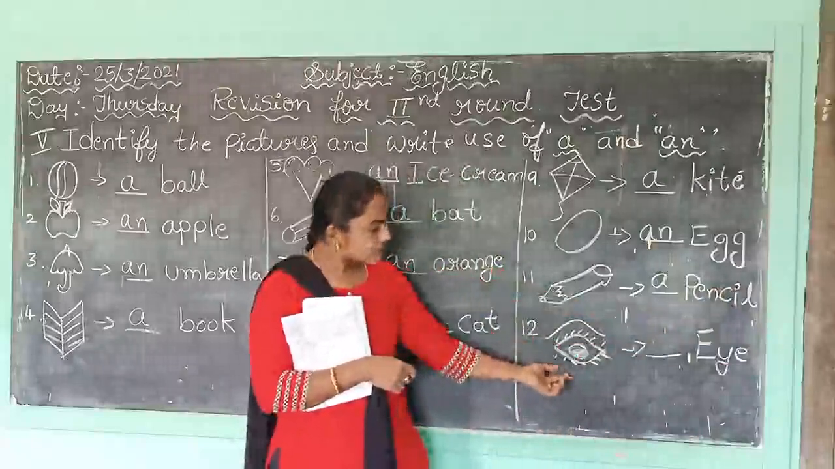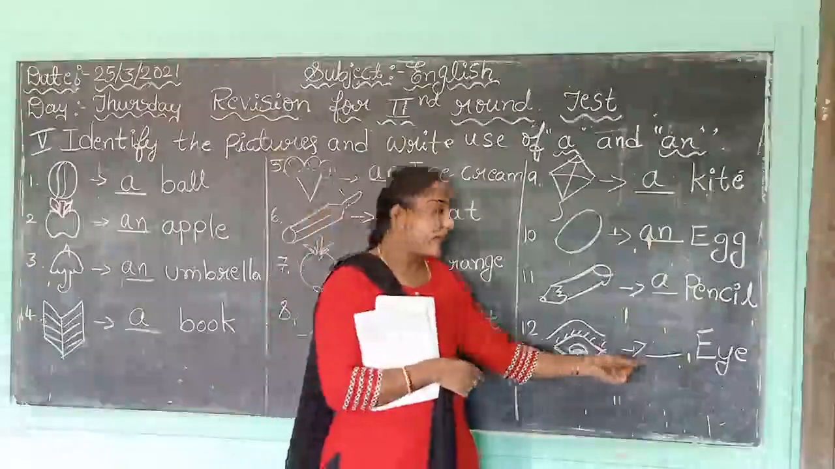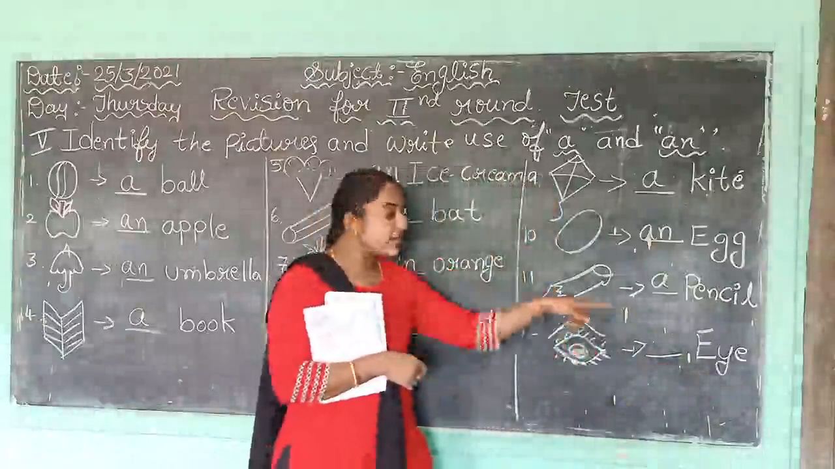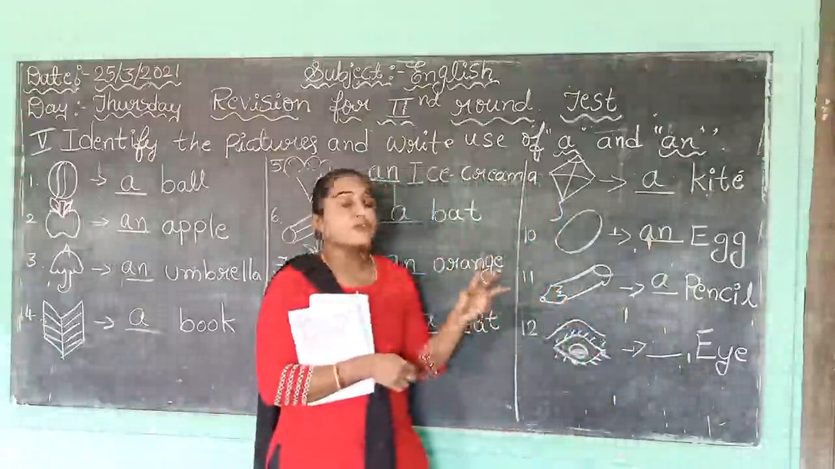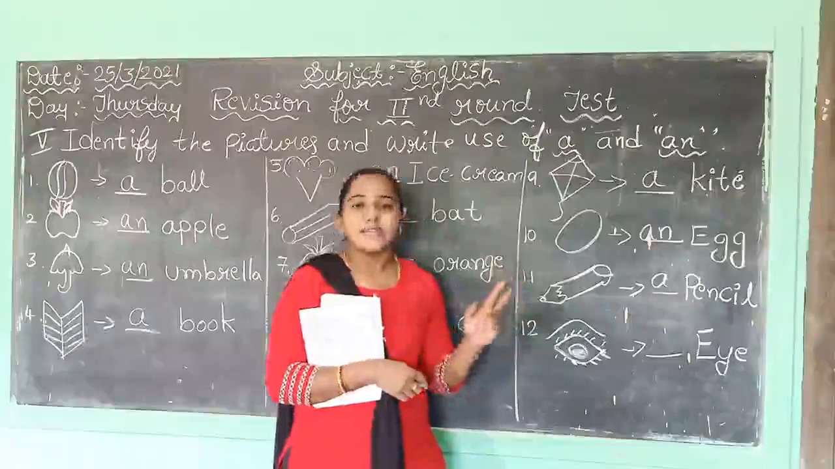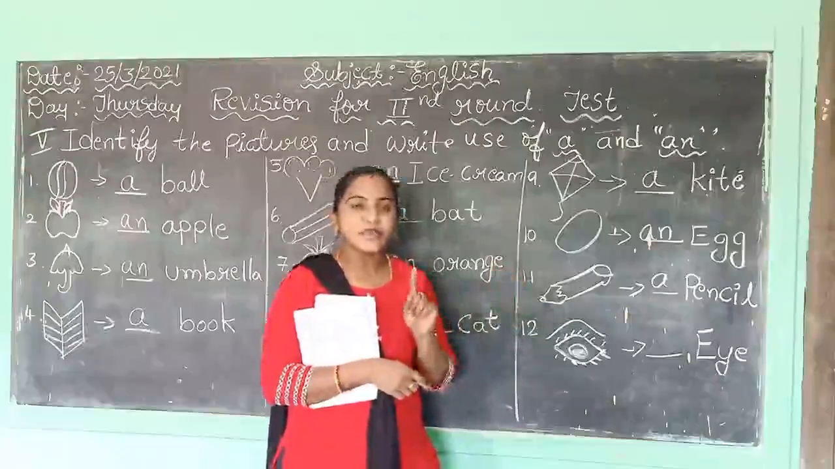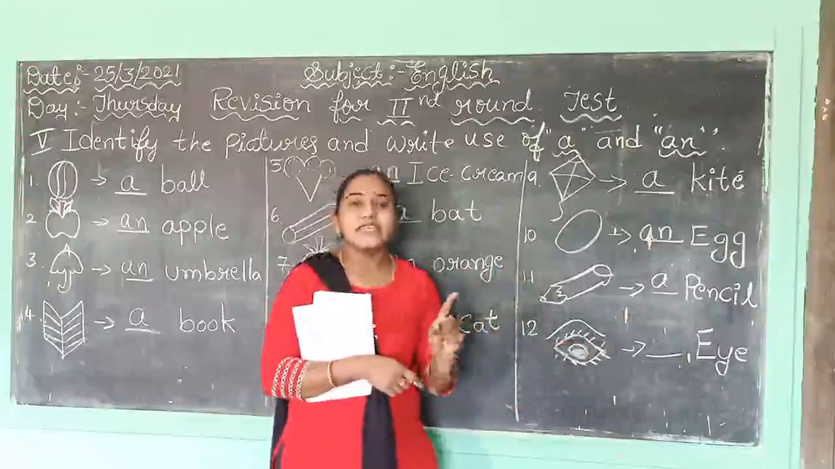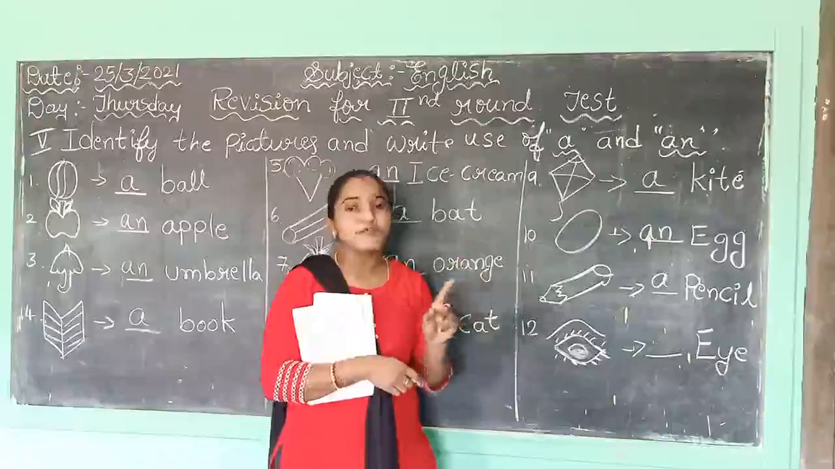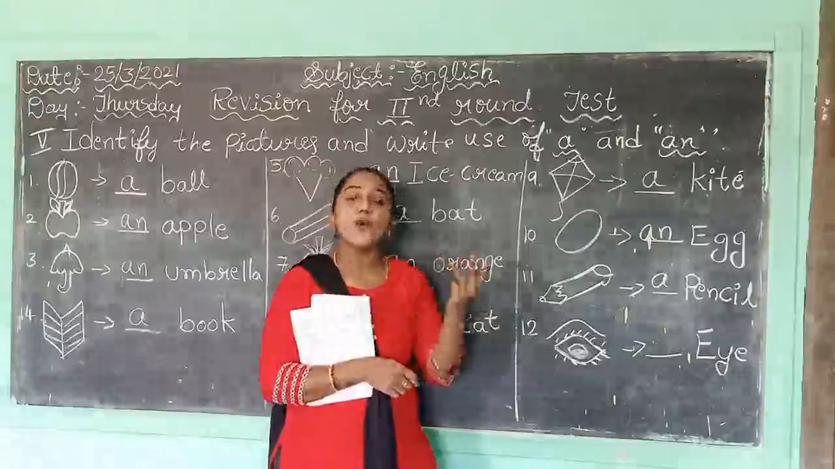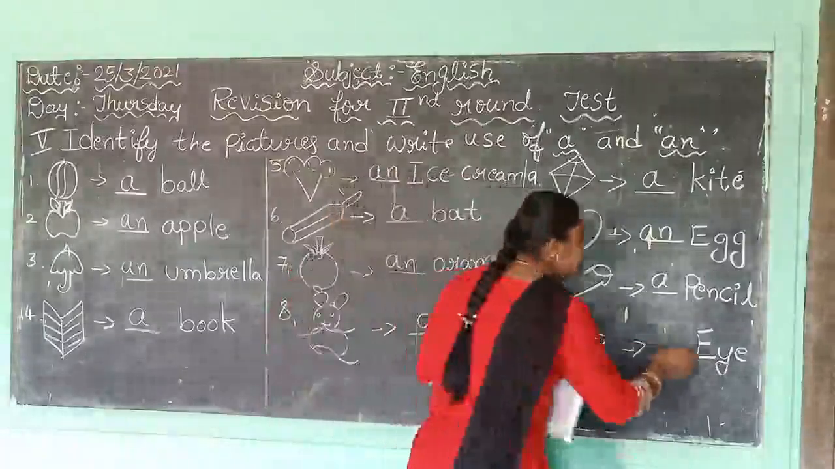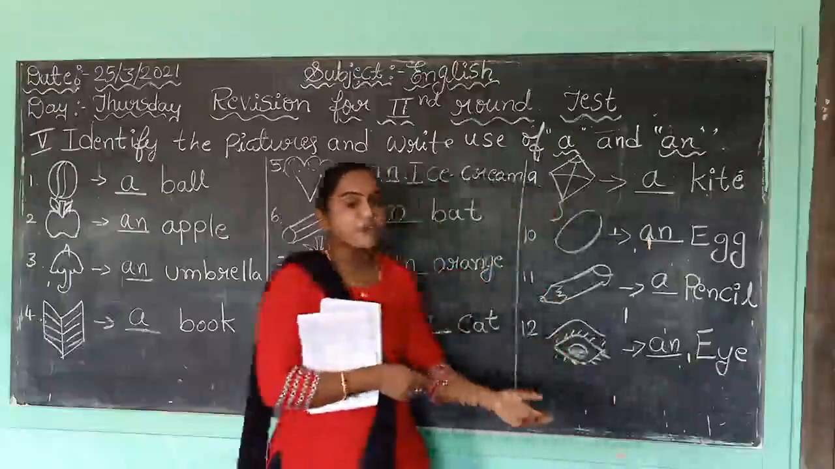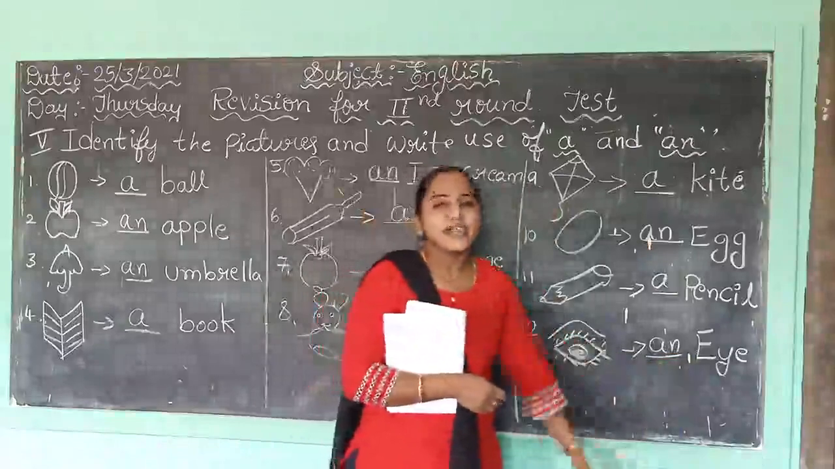So, what is this, children? See the picture? Eye. E-Y-E. Eye. So, that word eye has a first letter E. Which one do we have to write on the dash? An, because the word has first letter E. E is a vowel sound letter. So, before that word we have to write A-N. An. Now we pronounce it as an eye.